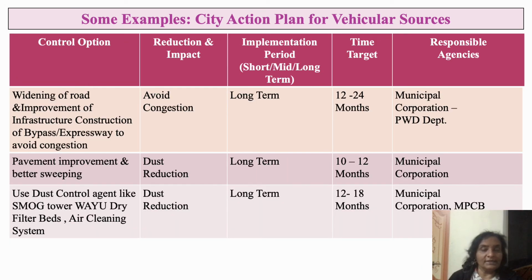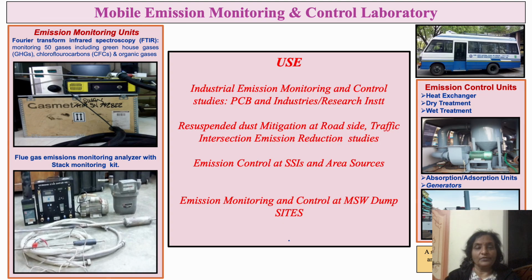Now for all the technical assistance should be given by IUR, and the other academic institutes should participate in a large activity through internship of their students and doing the activity, so that a scientific output is generated for such study. Now again for vehicular emissions, widening of roads, pavement improvement, use of dust control agents like smog tower, Vayu, etc. for dust reduction, and these are all the departments who will be responsible for the functioning of these units.